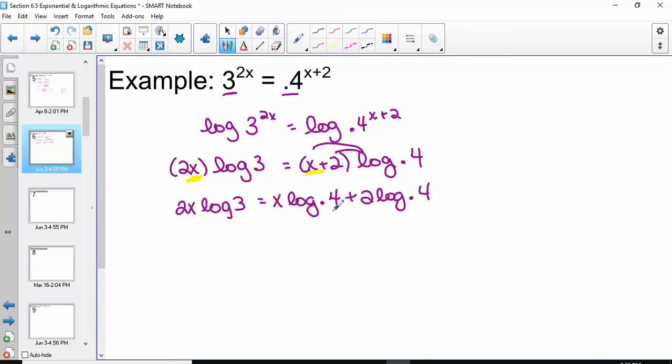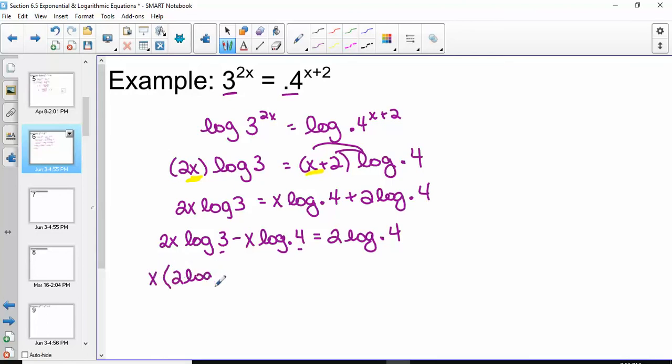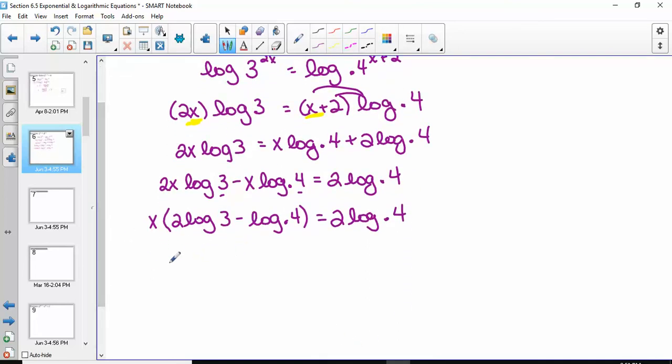So I want to take my two terms with the x and put them on the same side. So subtract over that x log 0.4. These aren't like terms because the arguments are different, but since they both have an x, you could factor out that x. Pretty ugly, but one step from the answer.